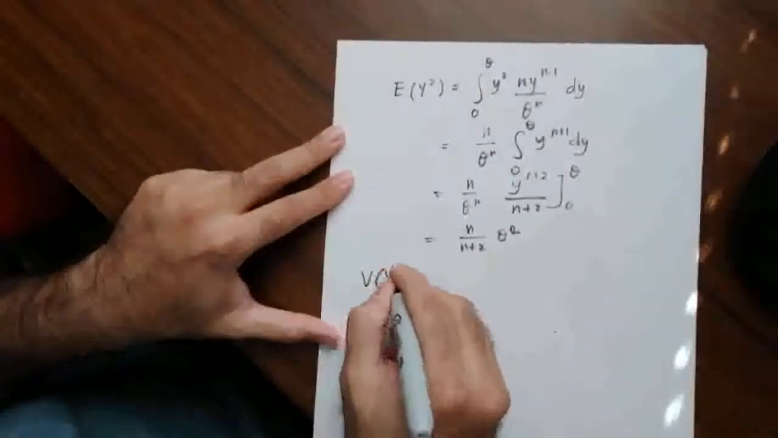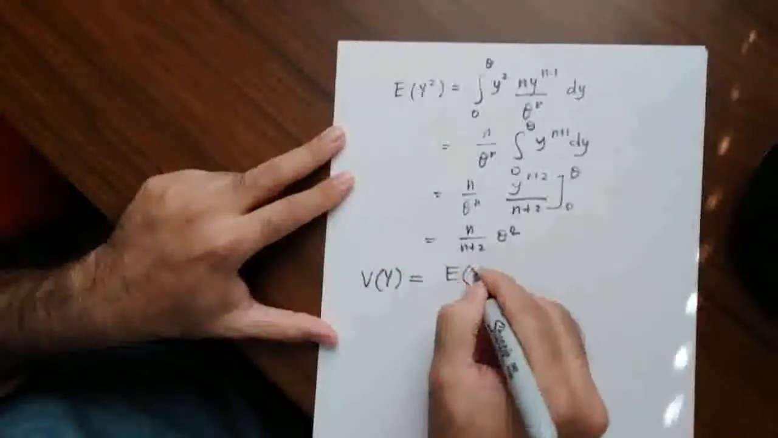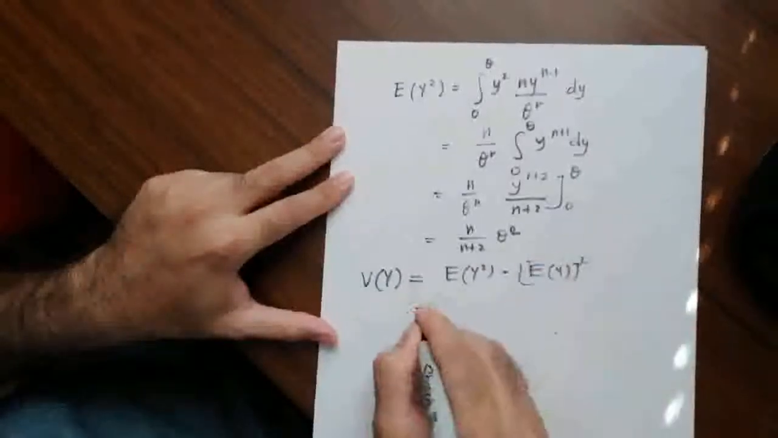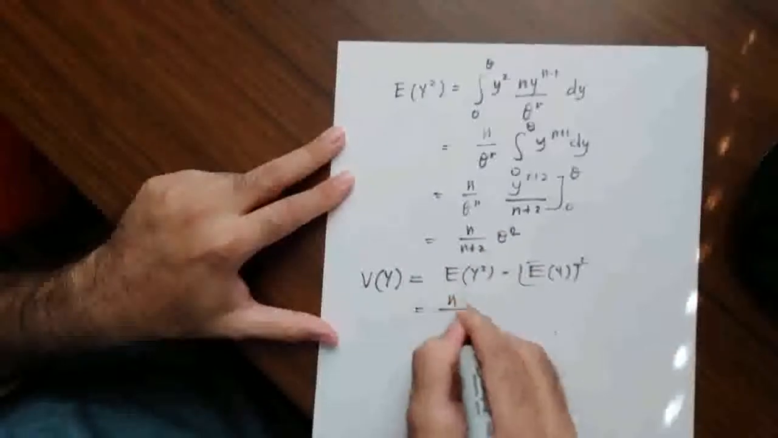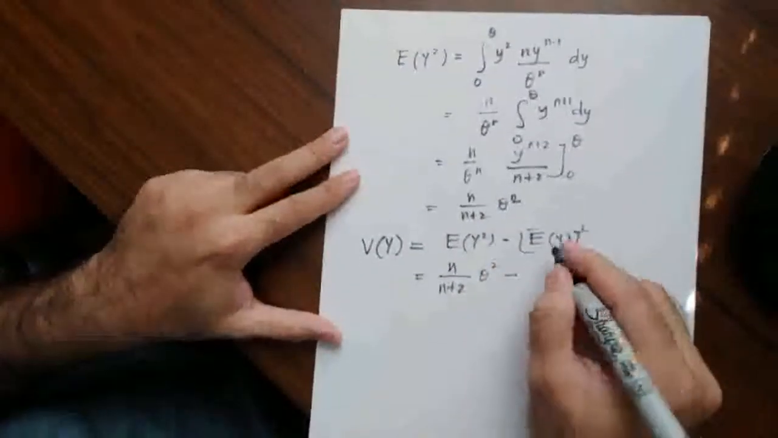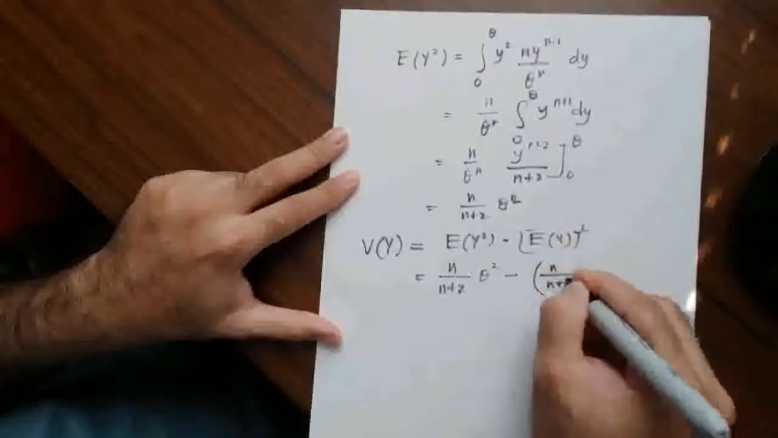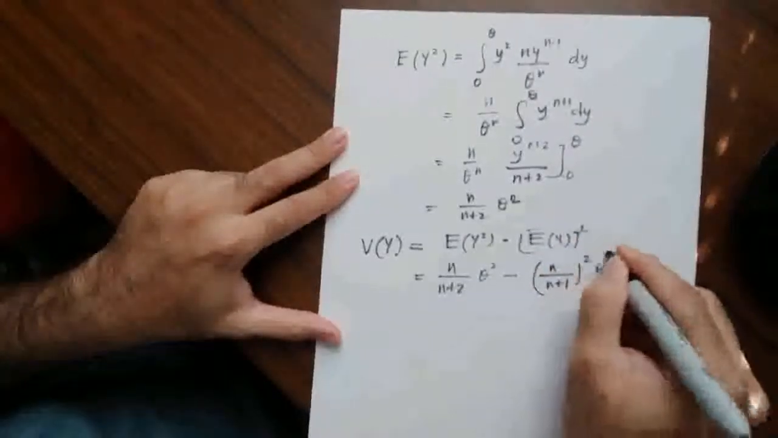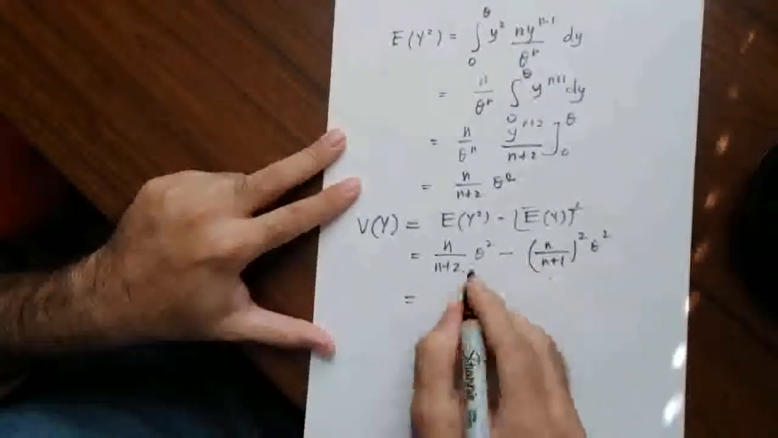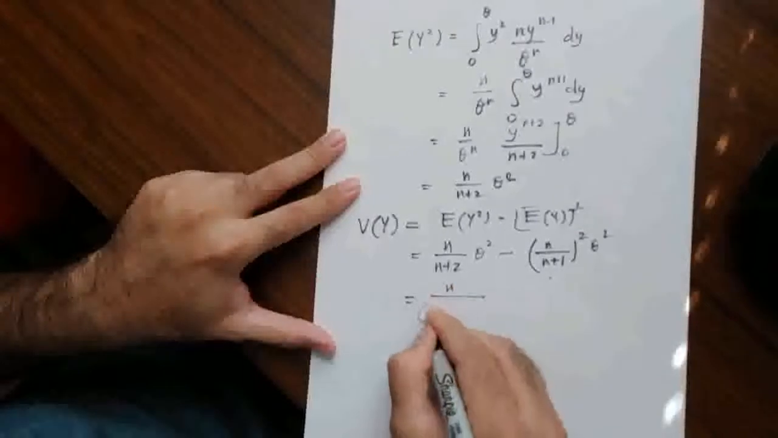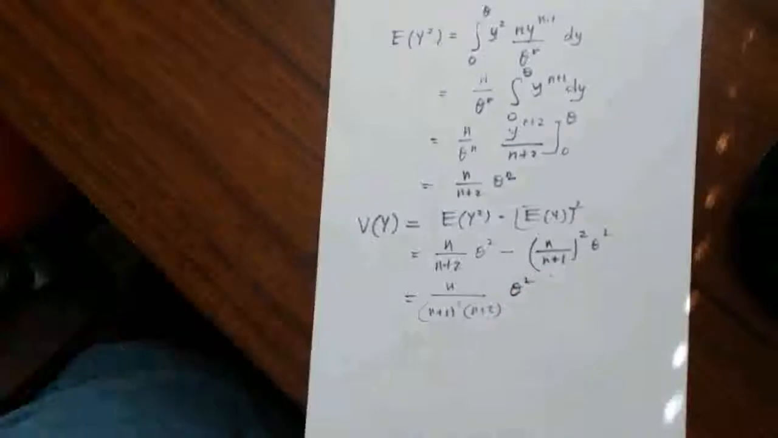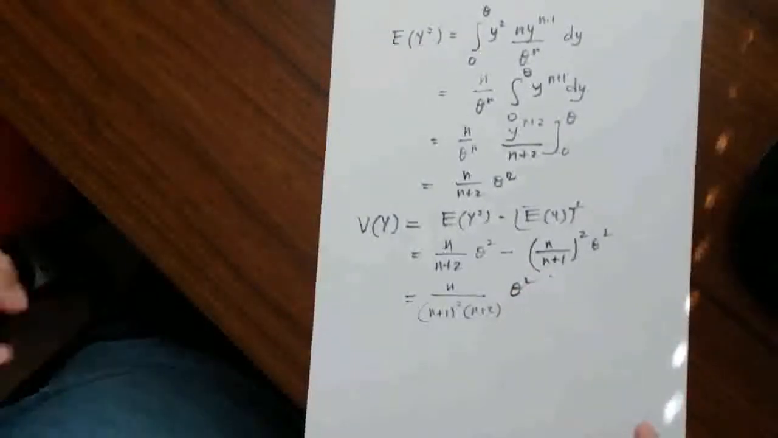So what is the variance of y then? Expectation of y squared minus expectation of y, whole squared. Expectation of y squared is this term, n over n plus 2 theta squared, minus n over n plus 1 squared theta squared. And if I do the math here, it should come out like n divided by n plus 1 squared, n plus 2, times theta squared. So that's the variance. So that's one example.